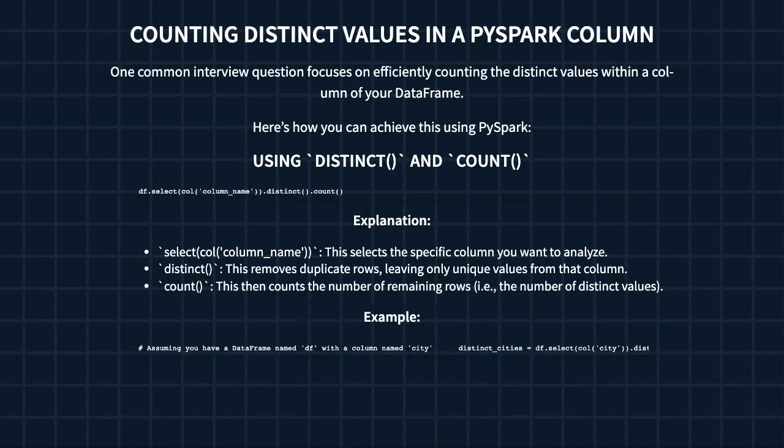Okay, let's talk about a really useful PySpark interview question: how to count the unique values in a column. The most straightforward approach involves using the distinct and count methods. First, we select just the column you're interested in with select. Then, distinct removes any duplicates, leaving only the unique values. Finally, count simply tells us how many distinct values remain, giving you your final answer.